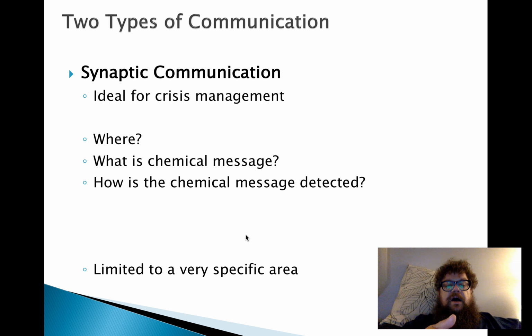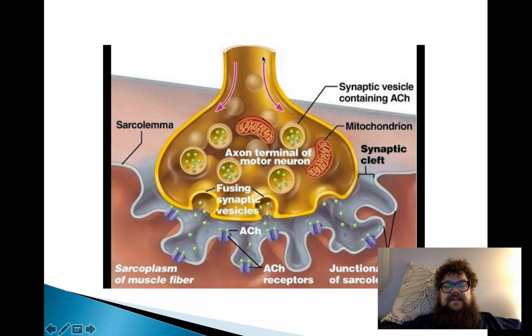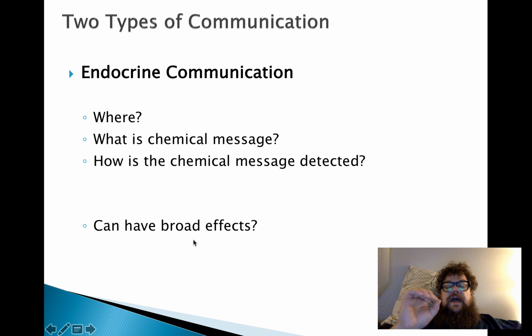Okay? Because the connection between the nerve and the muscle is so specific, the action is limited to that specific area. Right? So if we look, here's that synaptic terminal. So you have acetylcholine, which is released, crosses that cleft, binds to the receptor, and the receptor creates the action for the message. Endocrine system, again, how does the endocrine system communicate?